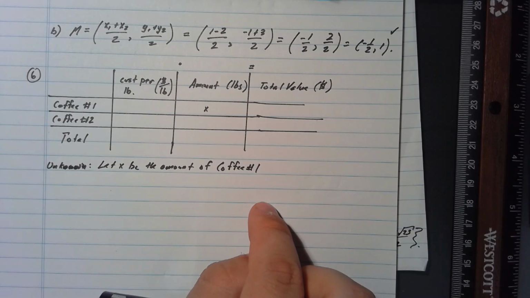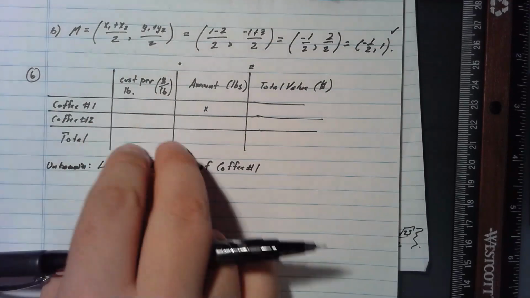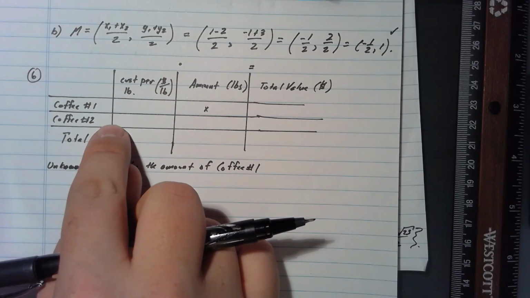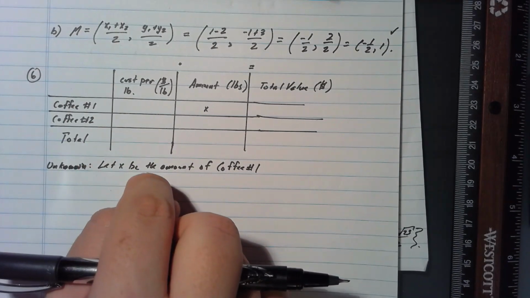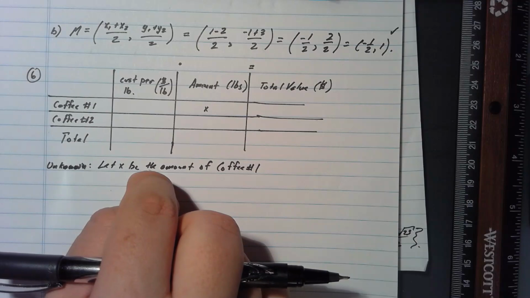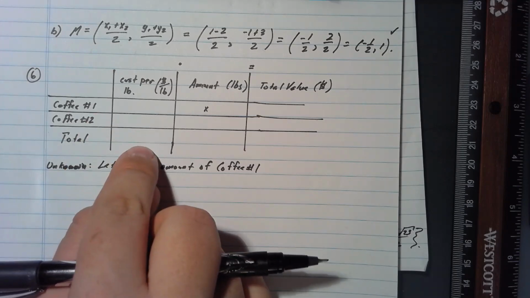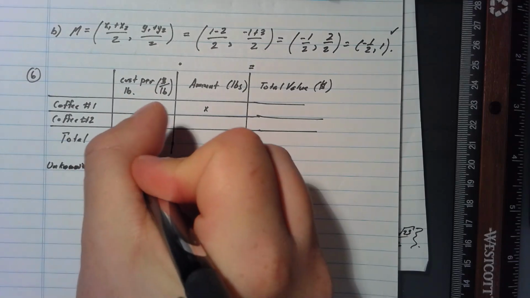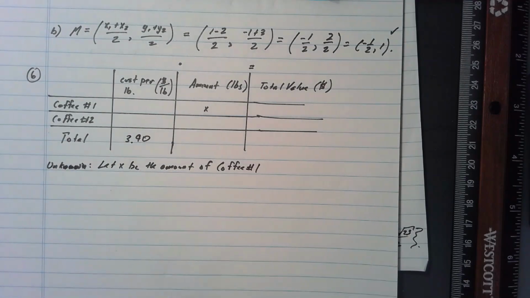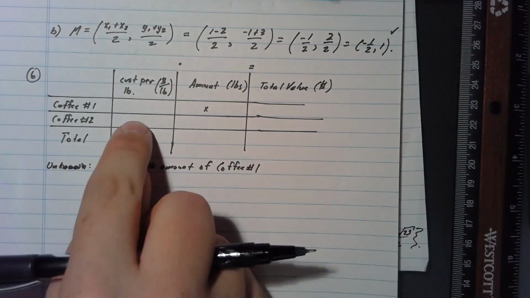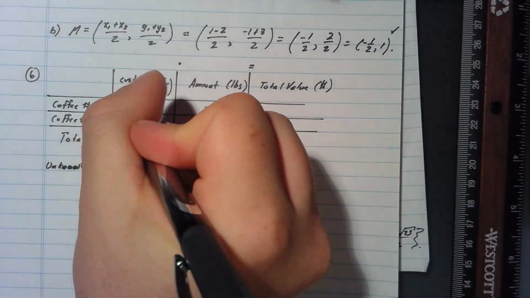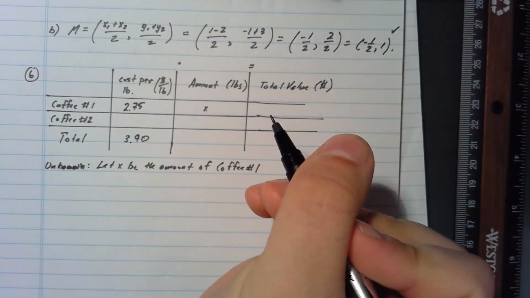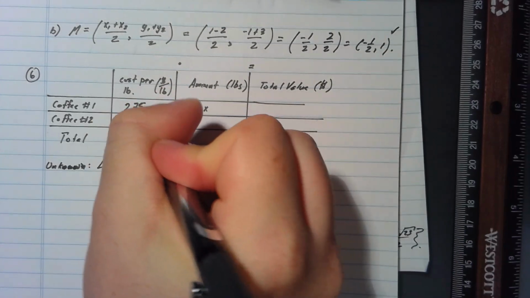So coffee number 1, if we read the first sentence, a coffee manufacturer wants to market a blend of coffee that sells for $3 per pound by mixing 2 coffees that sell for $2.75 and $5 per pound. All right, so when we mix together the coffee, the cost of the mixture is going to be $3.90. That's the mixture cost. The cost of one of them is going to be $2.75, and the other one's going to be $5.